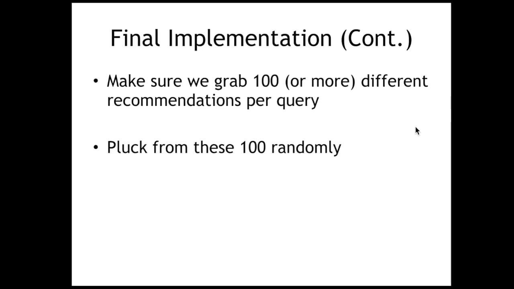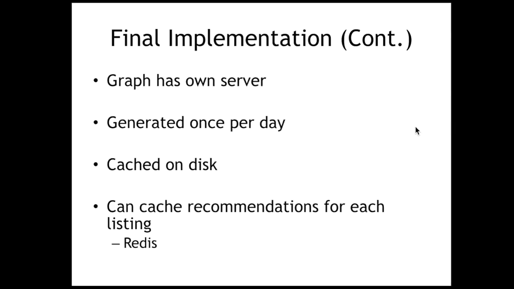So to continue with our final implementation, what we're actually going to do in production is do this graph traversal outwards. We're going to grab 100 different recommendations per query. So essentially, we're going to traverse outwards, grab the first 100 listings we see on this graph from a specified node, and then we're going to count those as recommendations. And from these 100, we might only want to show like 3 at a time, so we'll just pluck 3 randomly. And that's pretty easy to implement. So the final implementation continued: the graph is actually going to have its own server entirely, that's just going to have 2 endpoints, one for users, one for listings.